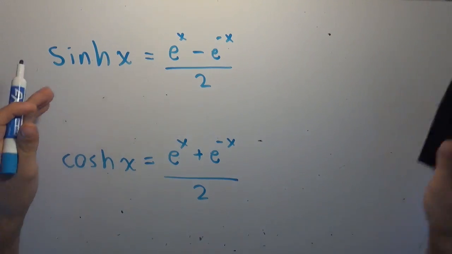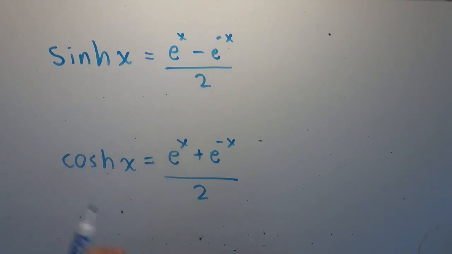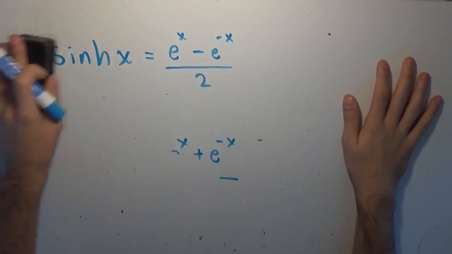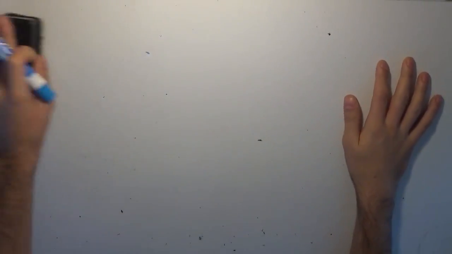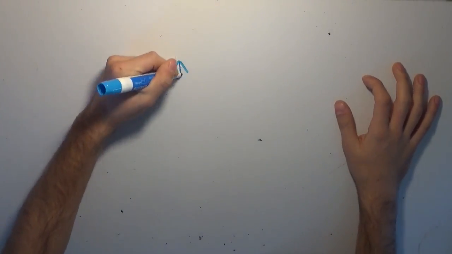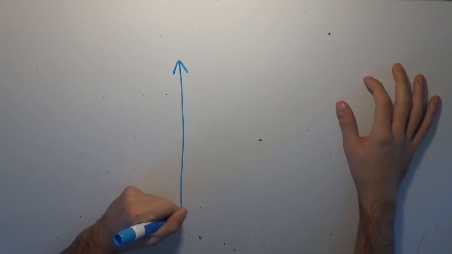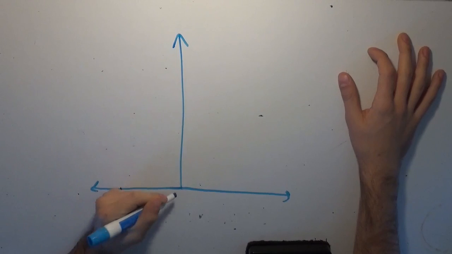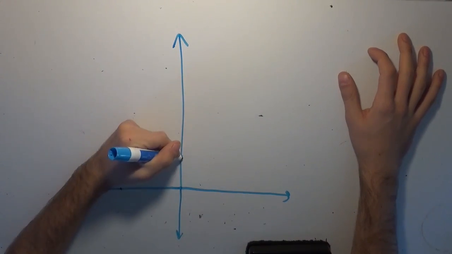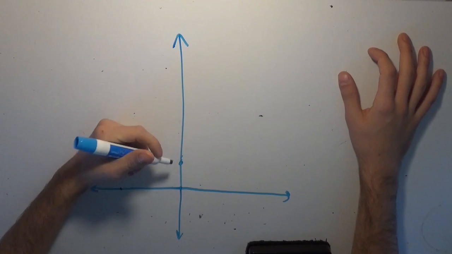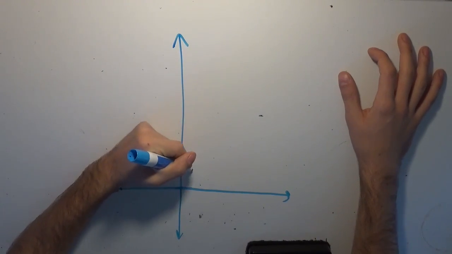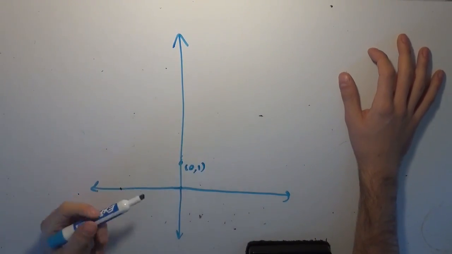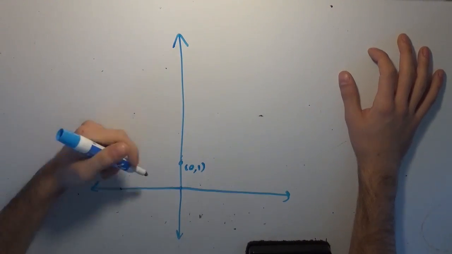So let's start with just graphing e to the x and e to the minus x. That'll actually probably motivate it more than just talking about it. So that point right there is 0, 1.